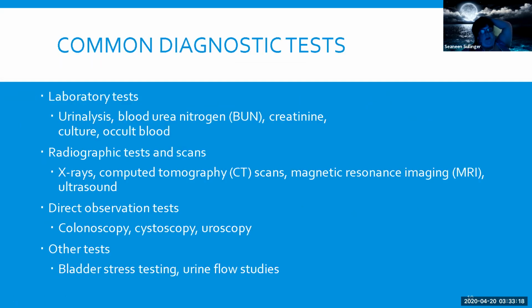So moving to common diagnostic tests. Our lab tests are always important. So urinalysis, urine culture and sensitivity, looking at the BUN, the blood urea nitrogen, as well as the creatinine, testing for occult blood in the stool. You can also have x-rays, CT, MRIs, ultrasounds can also be very valuable. And as we had for the gastrointestinal, colonoscopies can also give us information, as well as for GU problems, cystoscopies, and uroscopies.